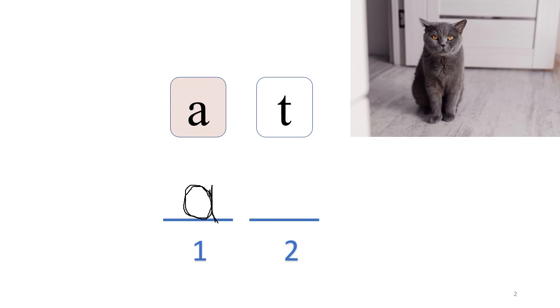Now we're going to write the letter T. Watch me. I'm going to start at the top, pull down, slide. Now you try. Start at the top, pull down, slide. And this is t. And then let's read it. This is ah. This is t. Let's put it together. At.